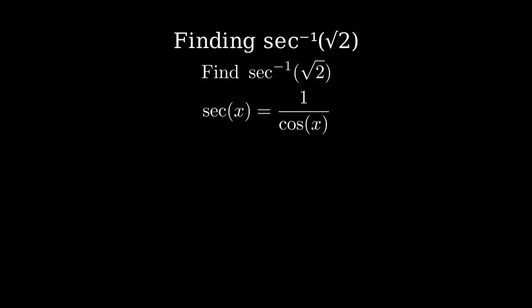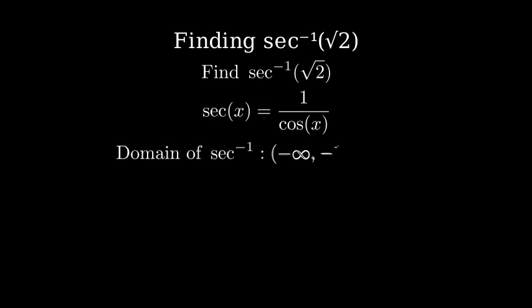Welcome! Today we'll solve for the inverse secant of square root of 2. Let's break this down step by step to understand how to evaluate inverse secant functions. First, let's recall what secant and inverse secant mean. The secant function is the reciprocal of cosine.